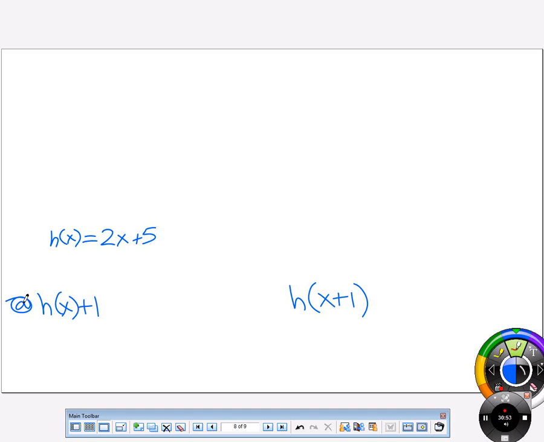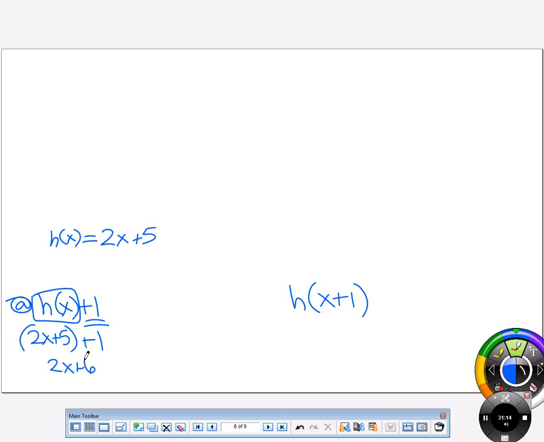Cameron? It's 2x plus 5 and then... Good. It's saying just take the entire h of x as it is. They didn't change it at all, right? And at the end of it, add 1, right? And so then this would end up being 2x plus 6. Is this okay with everybody?